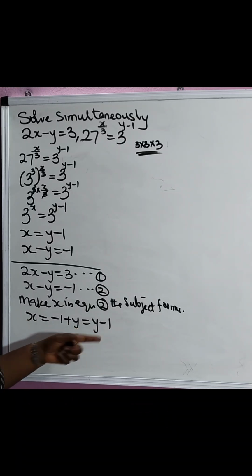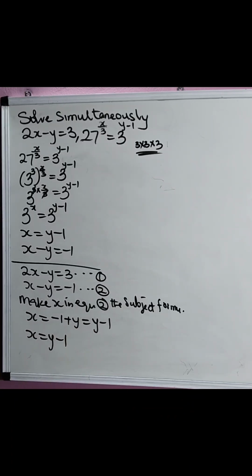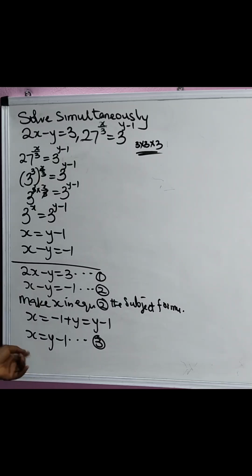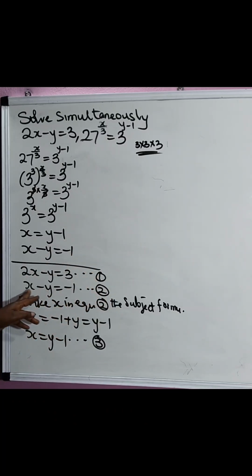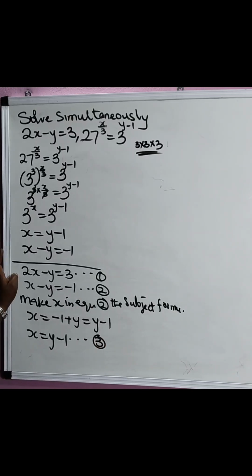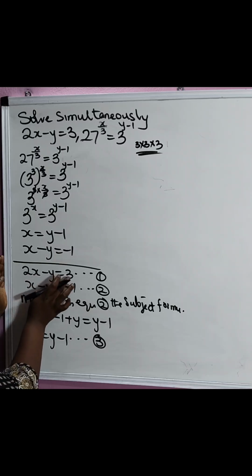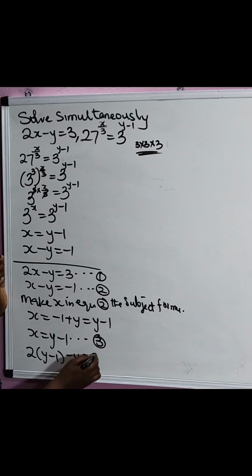This and this are the same thing. Okay, so we have that x is equal to y minus 1. Now let's substitute this. We call this equation 3. We now say let's substitute this equation 3 in equation 1. Remember, from equation 2 we get our equation 3, and now we are substituting our equation 3 in equation 1. So let's go. Our equation 1 has 2x minus y equal to 3. So we have 2 times y minus 1, which is now our x, minus y is equal to 3.